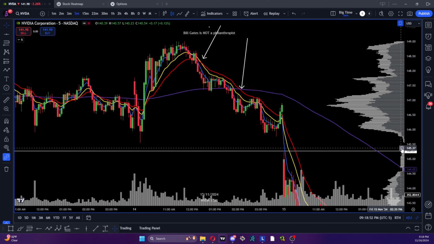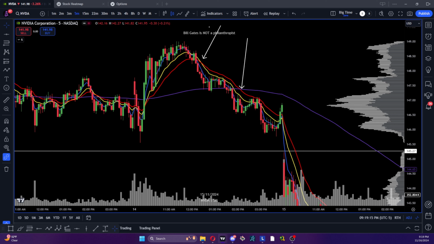That would have been the only time you would have gotten out of this trade. But the way that you trail your stops on this is that you follow the 21 EMA, which is the yellow one. So you keep sliding your stop and sliding your stop so that it's following the path of the 21 EMA, right?